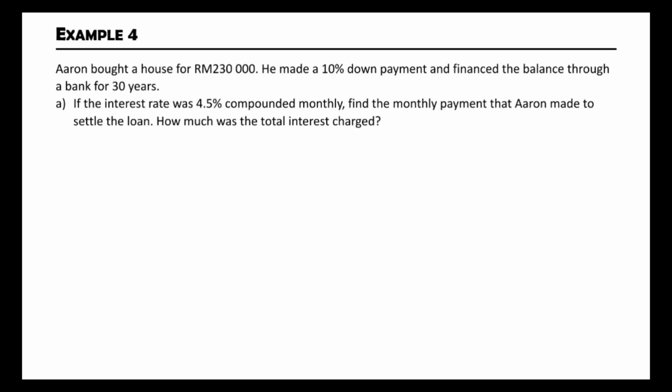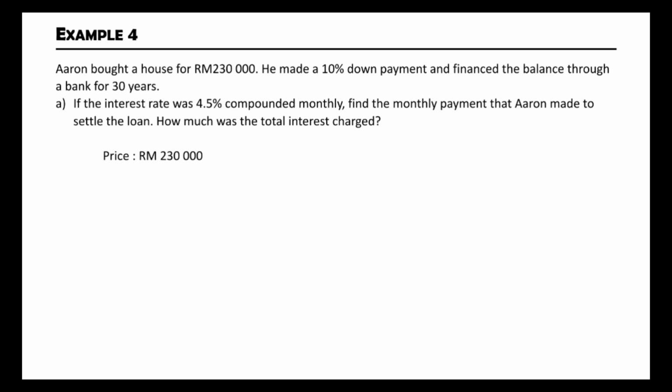Example 4. Aaron bought a house for RM230,000 ringgit. He made a 10% down payment and financed the balance through a bank for 30 years. If the interest rate was 4.5% compound monthly, find the monthly payment that Aaron made to settle the loan. How much was the total interest charge?